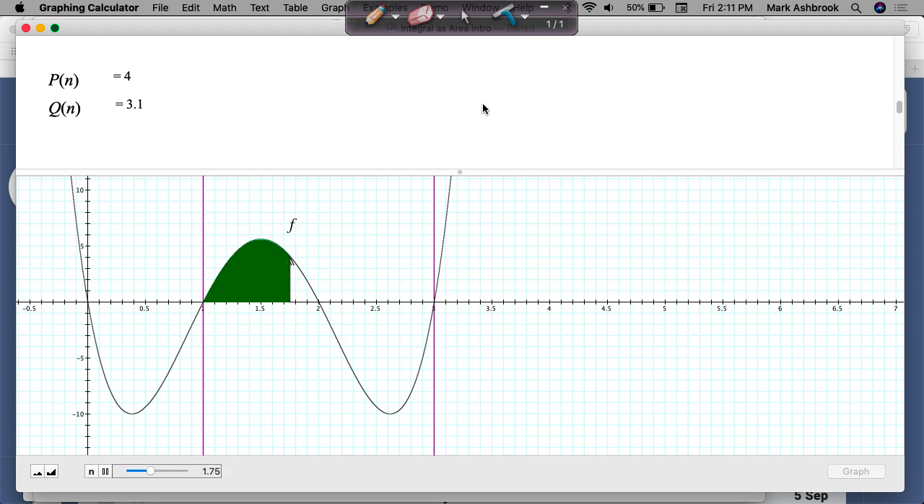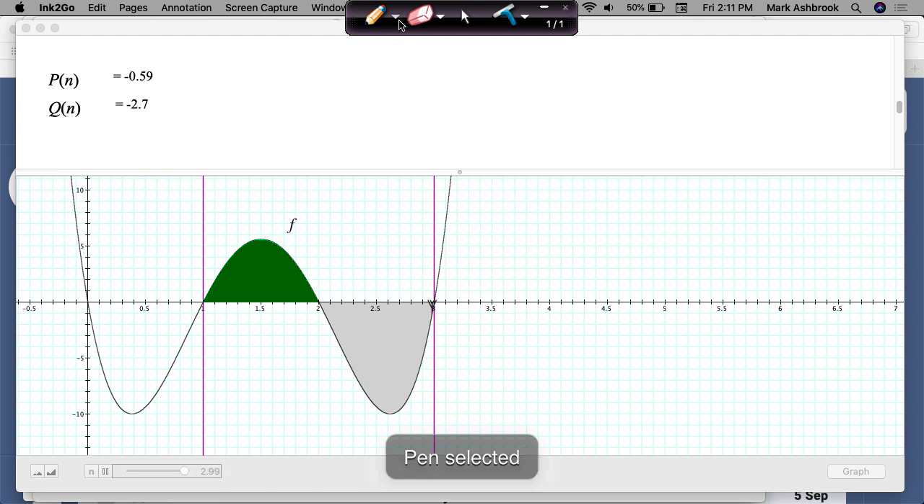If I want to write a statement that brings P and Q together, what would I write? Somebody new. What would I write? Yes, sir. Q of n equals the integral from 1 to n of P of x dx.